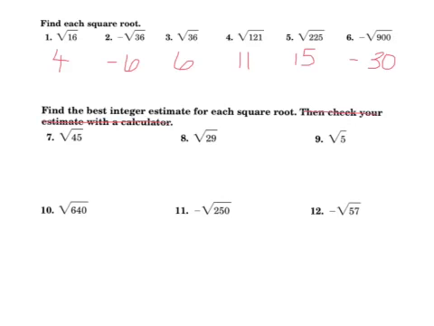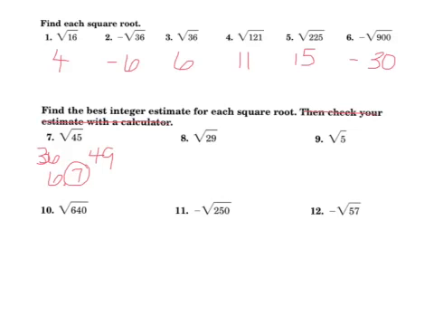So the square root of 45. Well, we had an example very similar to that. 45 would be in between 36 and 49. Those are my other two perfect squares. And which one is it closer to? Well, it's closer to 49. So the square roots of these two numbers are 6 and 7, and it's closer to 7.